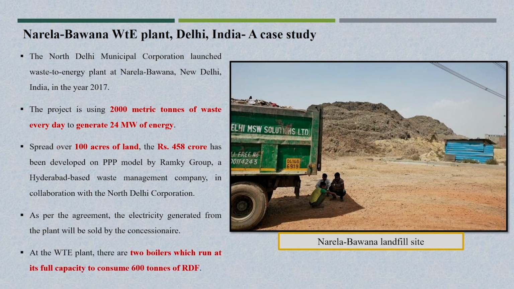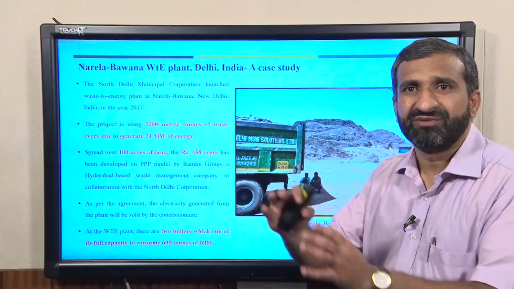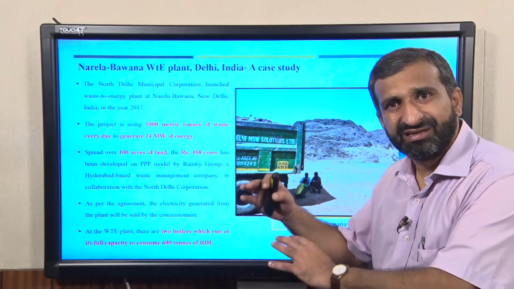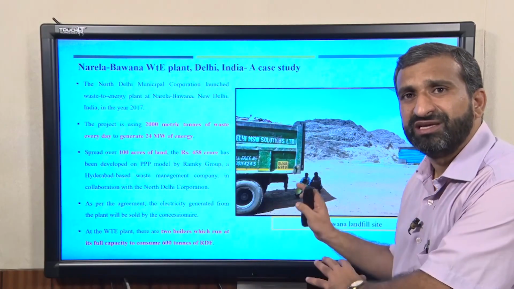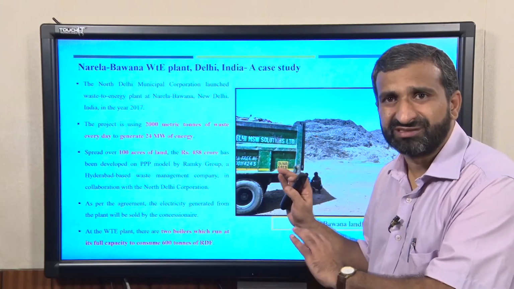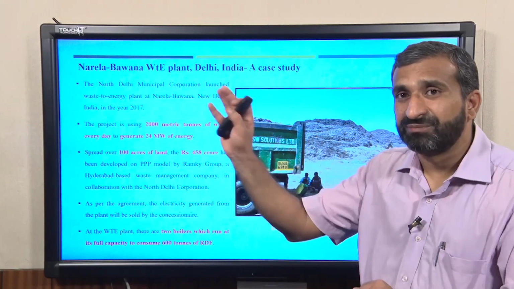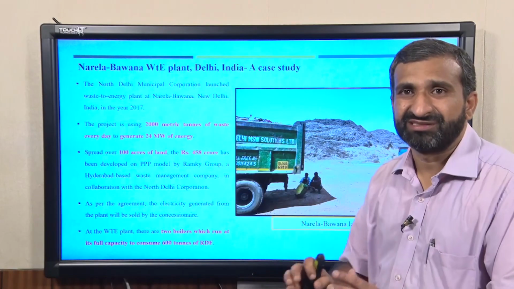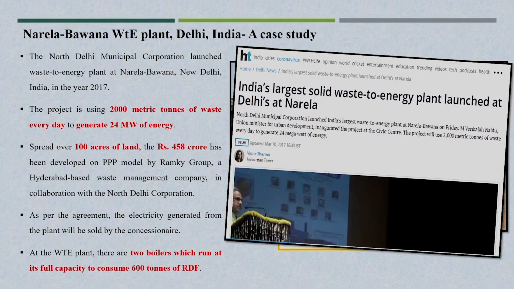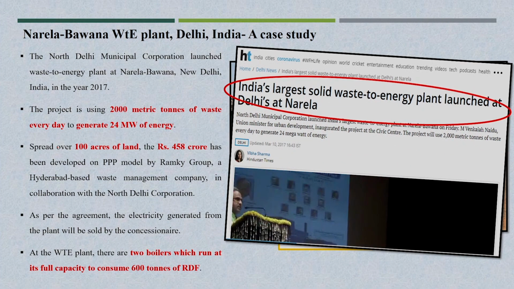There were 2 boilers which ran at full capacity and consumed 600 tons of RDF. So the idea was that in this plant, the RDF plant would separate the dry quantity, and this dry quantity would only be used for the combustion process. That was the idea, not like the previous one, with mixed waste. Okay. So, this was some news, you see.